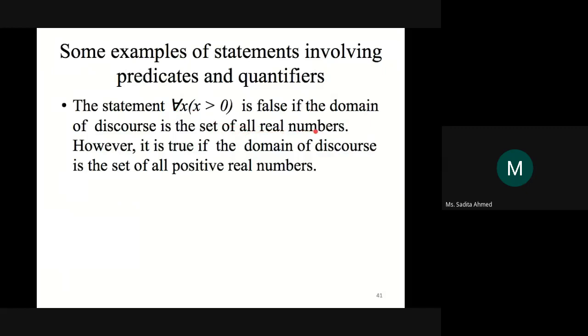Okay. Now, what happens when the domain is changed to the positive real numbers? What happens then?